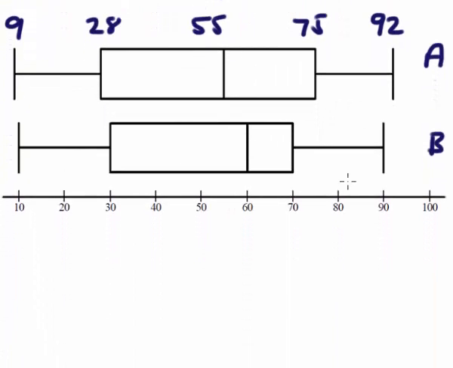Then let's look at B. The minimum for B is 10. The lower quartile is 30. The upper quartile is 70. The median is 60, and the maximum is 90. Okay, now let's compare these and see which class did better.